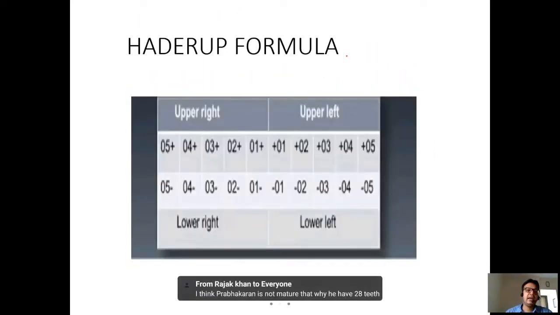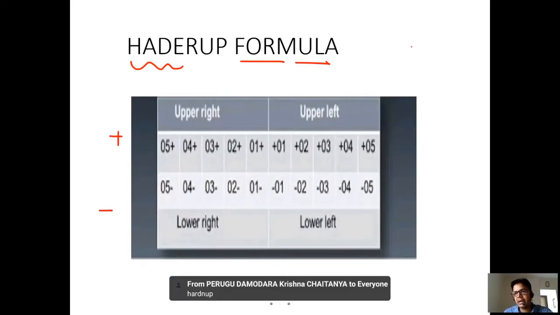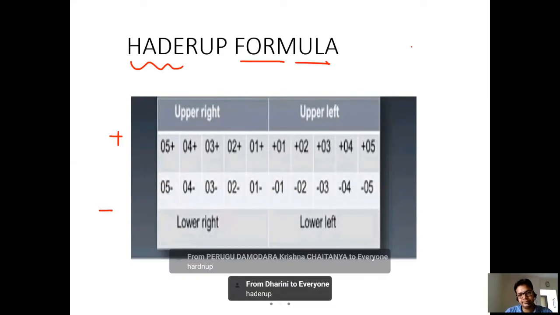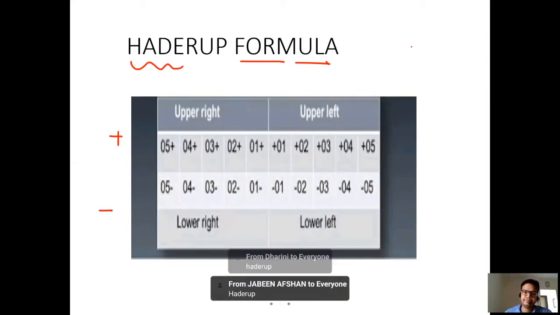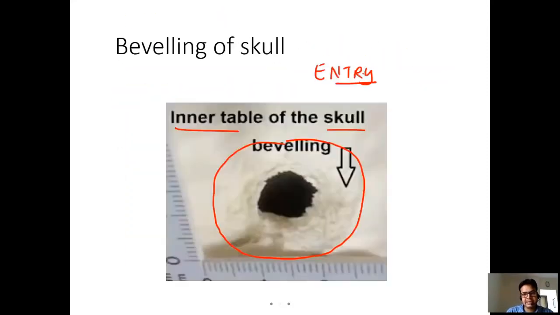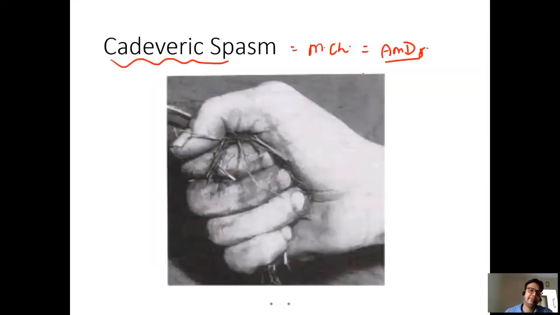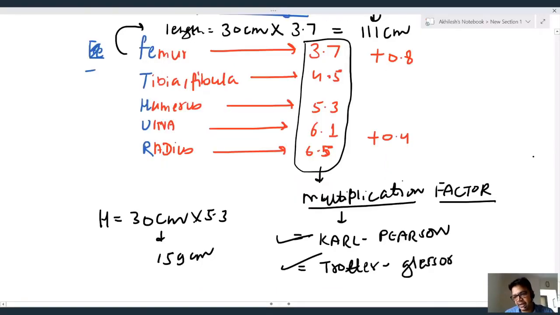Yes. Anyone? Upper teeth plus lower teeth minus. What is the name of the formula? Hadruff formula. Very good. So these are some very important images you should know for your exam. Okay. Anyway, sir, this is all about identification.